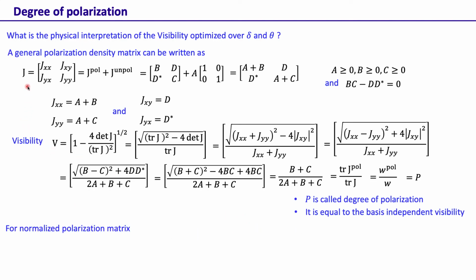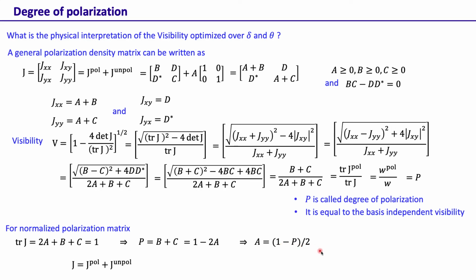Now if this polarization matrix is normalized, so if trace j, which is twice a plus b plus c, is equal to 1, then we get p is equal to b plus c, because twice a plus b plus c is equal to 1. So p is simply equal to b plus c. Now b plus c is equal to 1 minus twice a, which is what we write here. Then a is equal to 1 minus p divided by 2.